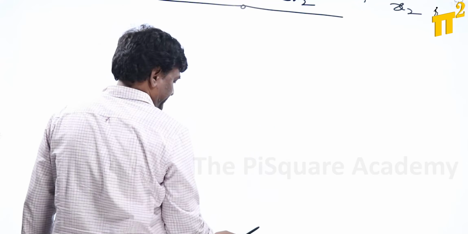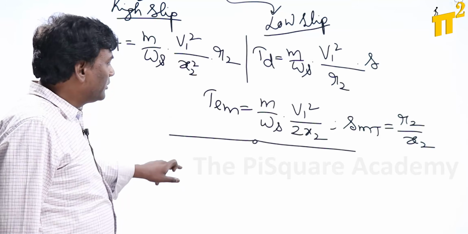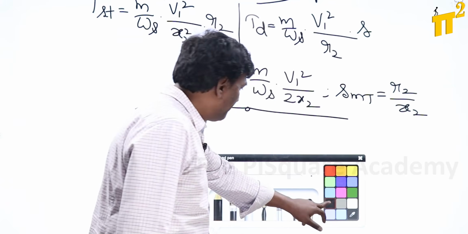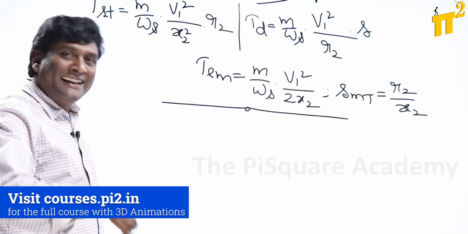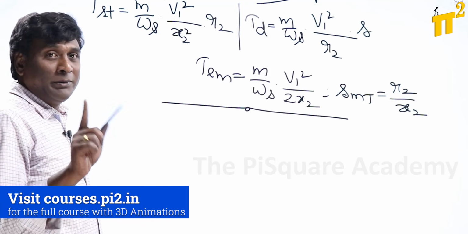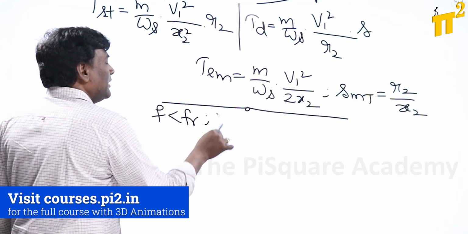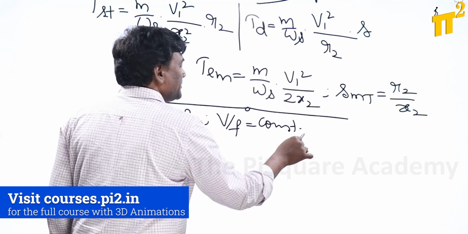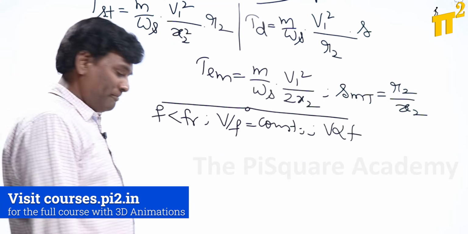Equations are the same. With the same equations, see here. I'm trying to do it at frequency less than rated frequency such that V by F ratio is maintained constant. So frequency is less than rated frequency, our voltage by frequency is going to be constant, subsynchronous speeds, or we can say voltage is directly proportional to frequency, right?